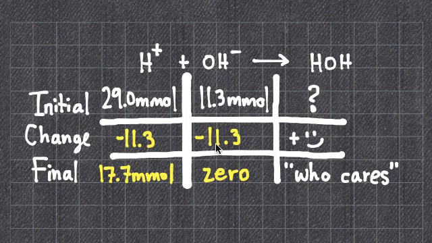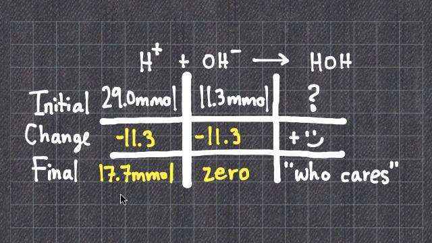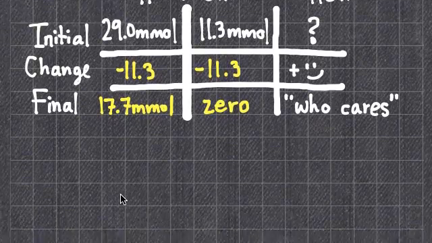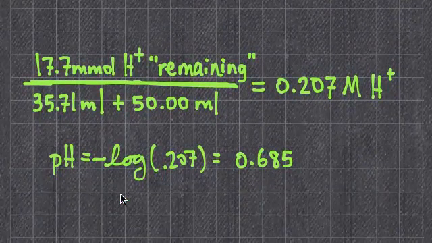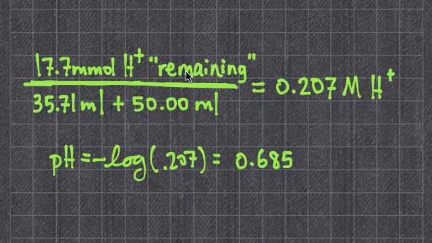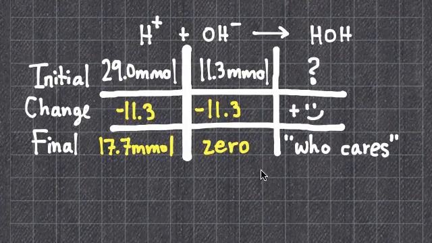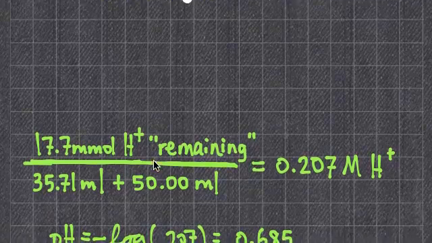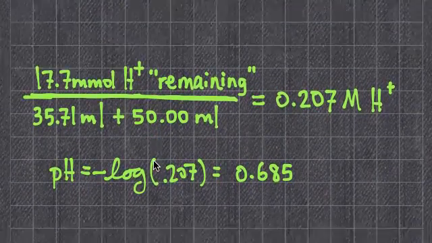In any case, 11.3 goes all the way down. This goes up by 11.3 millimoles, but who cares about the water? We just care about what is left over in this mixture. And the answer is 17.7 millimoles of hydrogen ion left over. Interesting how that works. This is not like an ICE table, but it's similar, isn't it? Here's my remaining acid in the water, the total volume between the two liquids that were mixed, and the new molarity, and you take the negative log of that. Voila, the pH. Very low pH. Still had quite a bit of acid. 17.7 millimoles left over in 85-ish milliliters, 85.71.